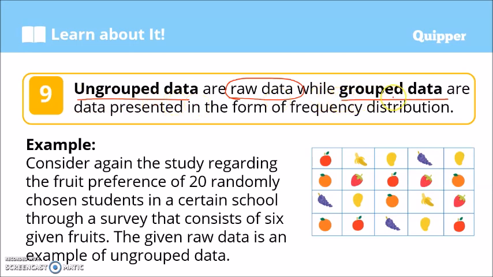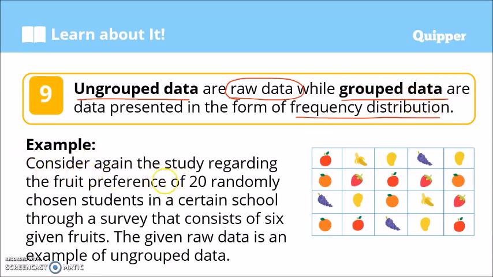While yung group data naman, these are data presented in the form of frequency distribution. Okay? Frequency distribution. Ibig sabihin na-organize na ito. Okay? Hindi na siya yung original data mismo. Na-grupo na. So, that's why we call it group data. Or na-organize na siya. Okay?